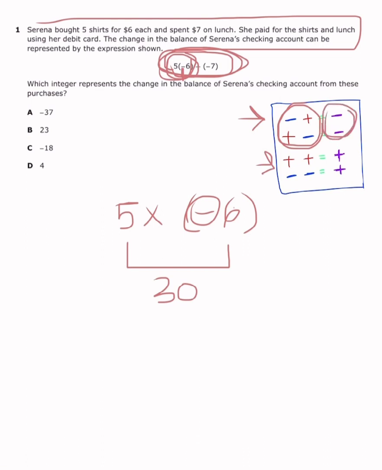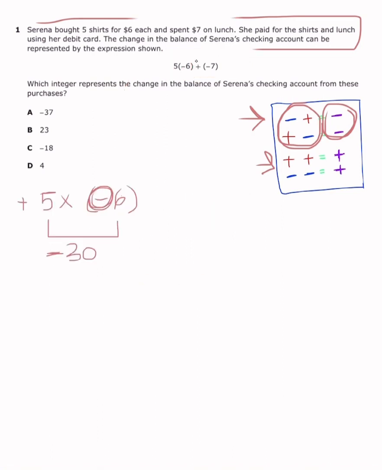So here we have a +5 and a -6. And since you have two different signs, your result would be a negative. And therefore, the 30 would be a negative. So we solved the first part of the expression. Alright, now we're going to solve this part of our expression.